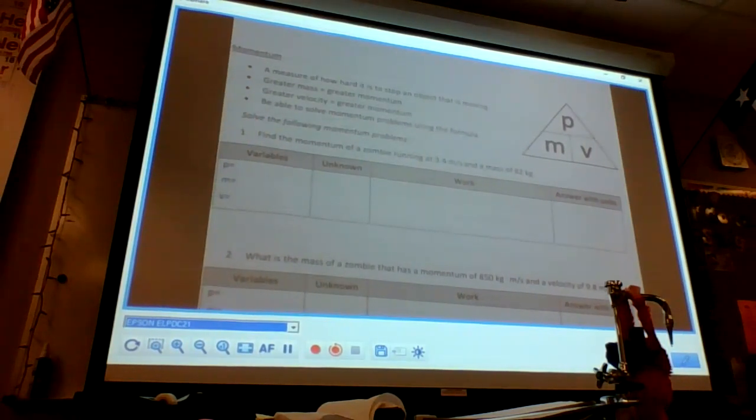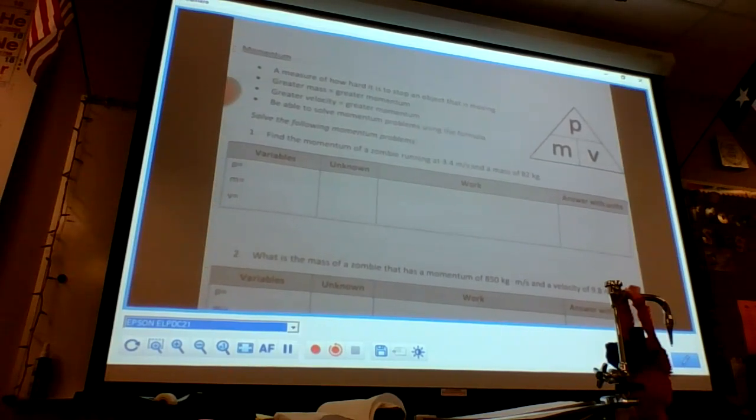Alright, last little section is momentum. All we're going to have on the test is PMV. We're not going to do the M1V1 stuff. Okay? So momentum, a measure of how hard it is to stop an object that is moving. Greater mass is greater momentum. Greater velocity is greater momentum. And then be able to solve momentum problems using the formula.